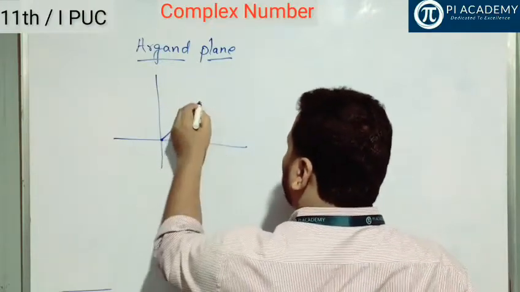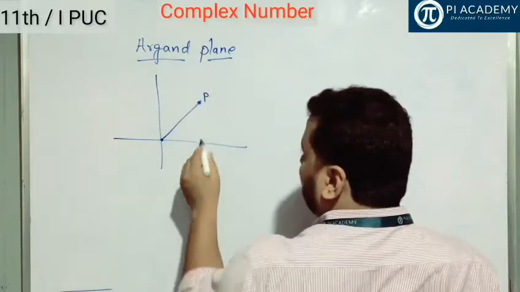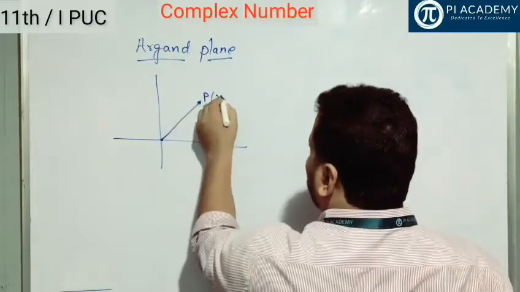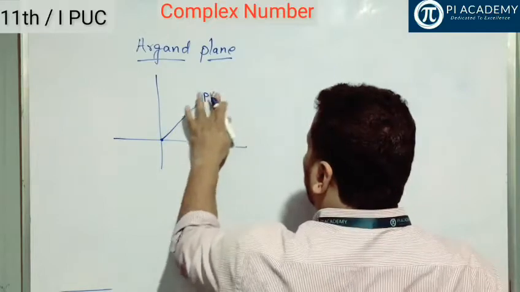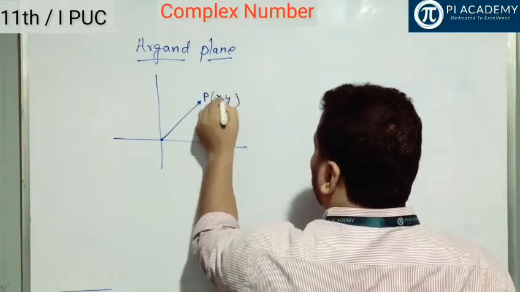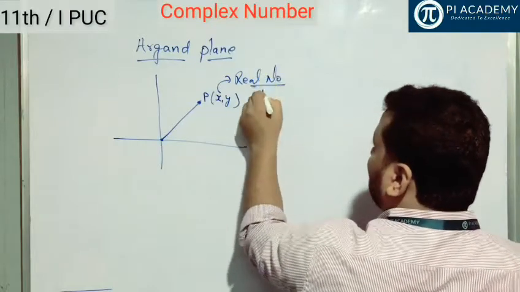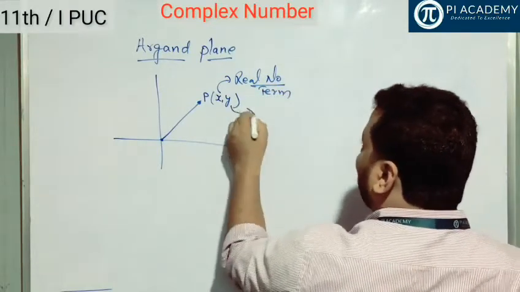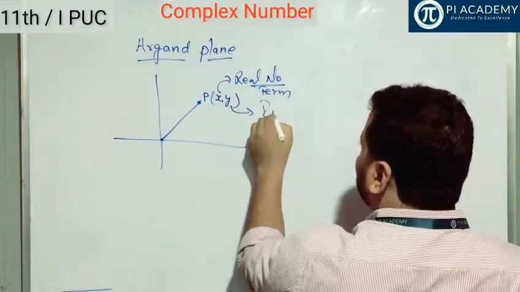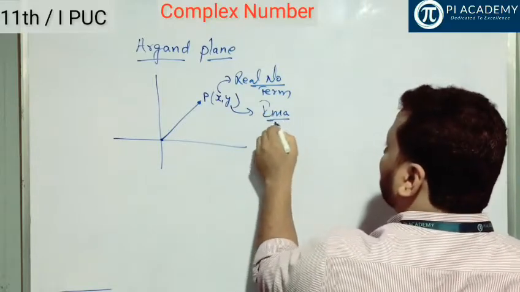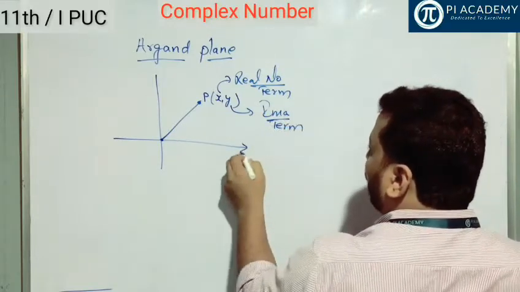Like origin is here, if I represent here, let P be some point, and here the x comma y. So this is your real number, the real term. That real term is this one. Y is represented for the imaginary term. So the imaginary term is represented on the y-axis.